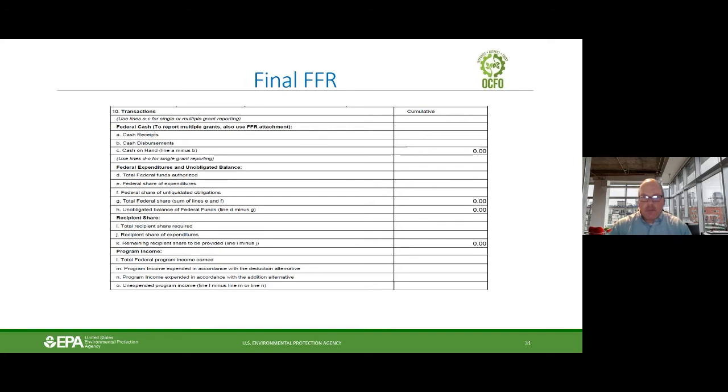So how could I earn money with the grant? Let's say you put on a conference with grant funds and you charge $10 for people to attend. That $10 is program income. According to the regulations, EPA's preferred method is line N, which is expended in accordance with the addition alternative. So if you have a $100,000 grant and you earn $5,000 in program income, you now have a $105,000 grant. You're going to use that for the grant program. If you didn't use it, you would report any unexpended program income on line O.